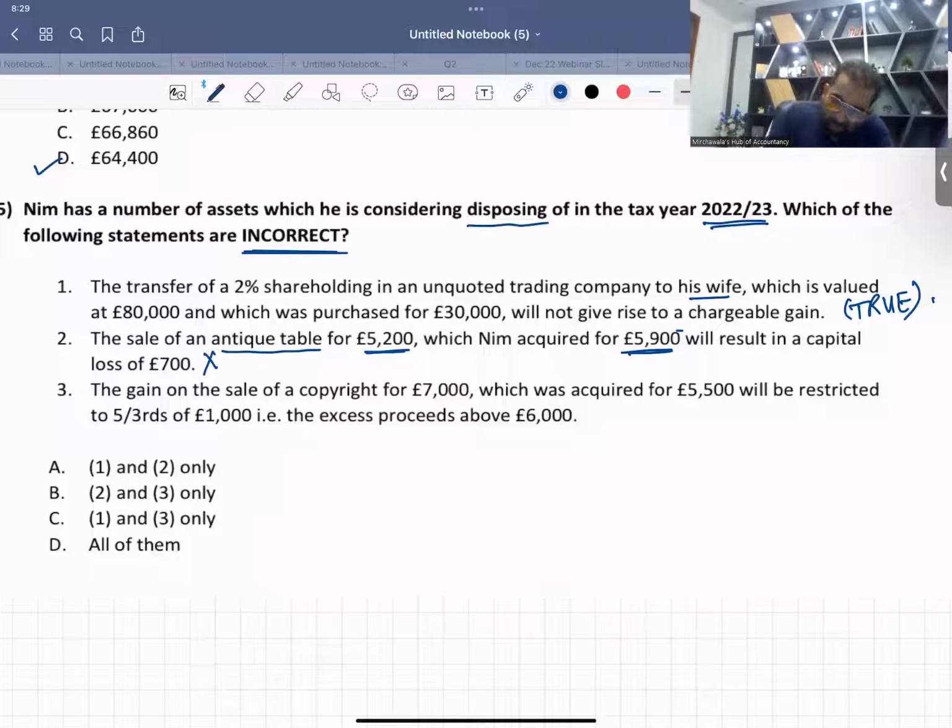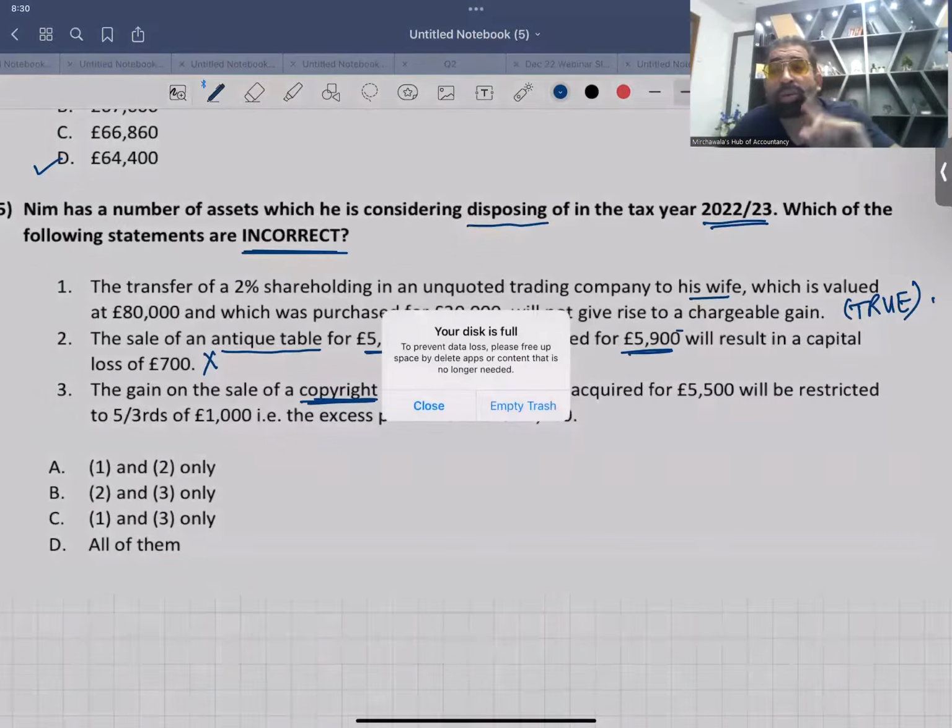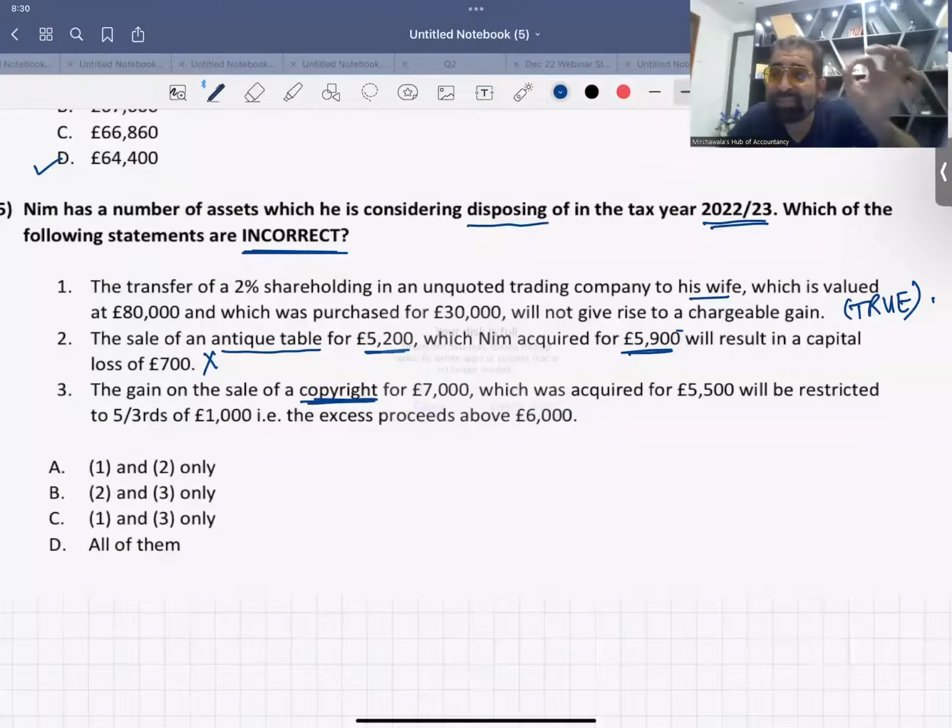The gain on the sale of copyright. Copyright is not chattel. Copyrights are intangible assets. Remember, chattels are tangible, movable property. For copyright we have studied something different, like we deduct NBV from disposal proceeds. Yes, copyright is a wasting asset but not a wasting chattel.